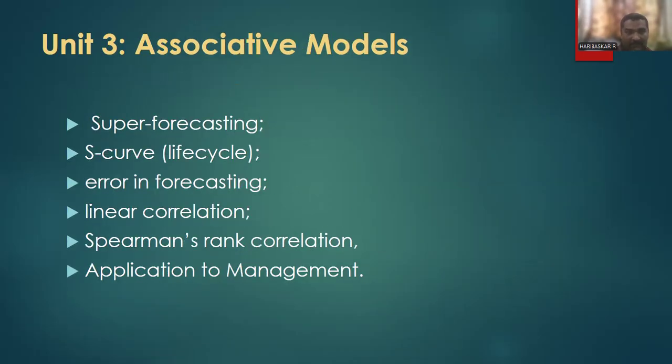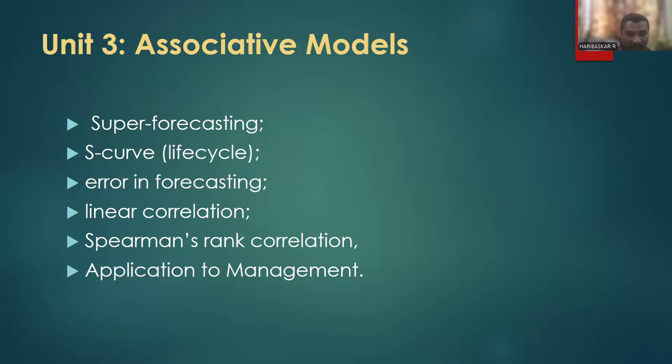The third unit is about associative models. In this, we are going to learn what is meant by super forecasting, and we are going to learn about the S-curve, that means the business life cycle, and then we are going to learn about error in forecasting. We have learned in the previous unit what forecasting is and what the methods are. We'll be taking some sample data and doing some analysis by fitting some model. There are some chances of error in those findings. So here we are going to find out the possibility of error in our forecasting.